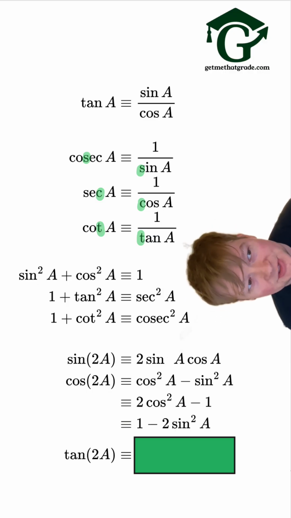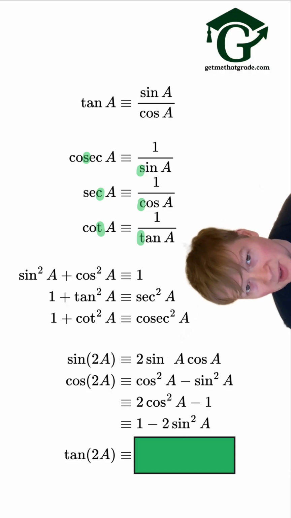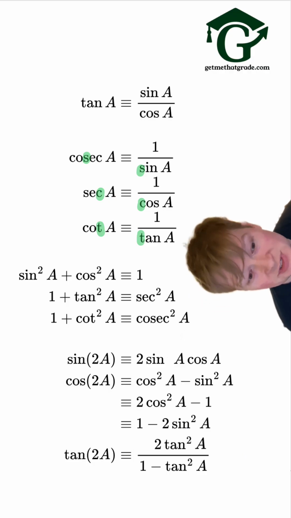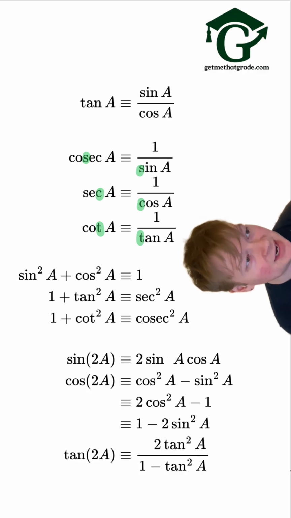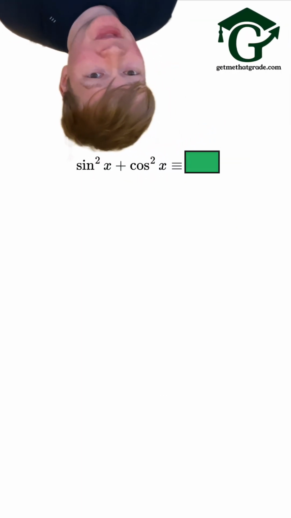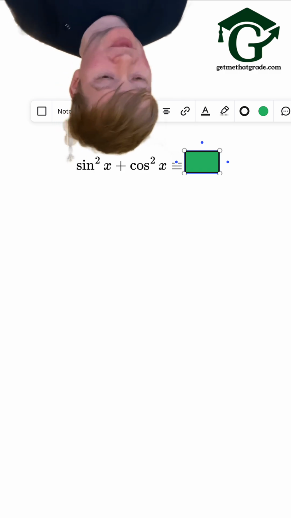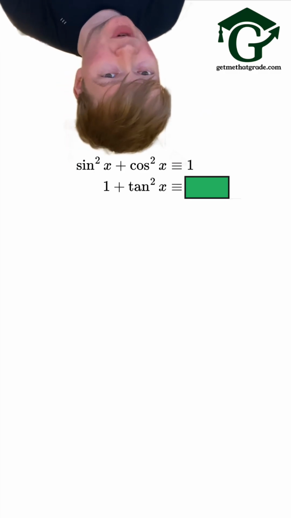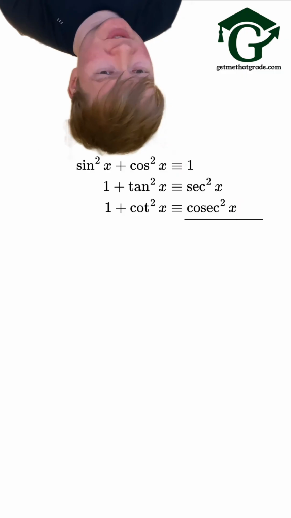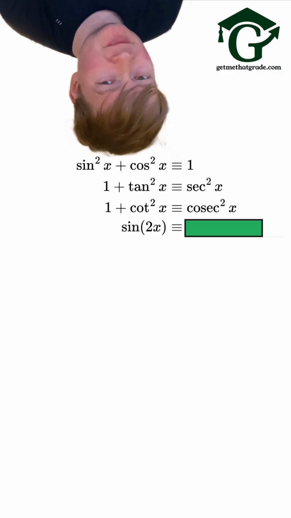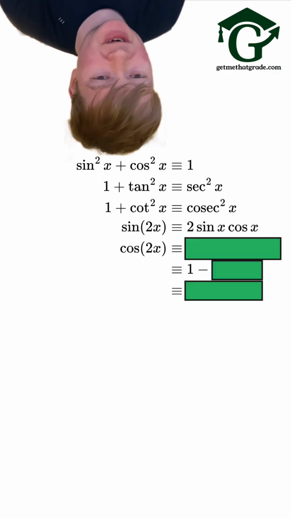What about tan 2a? Okay, this one's a little less common, but still useful sometimes. Do you know it? It's 2 tan a over 1 minus tan squared a. Okay, let's test you. Quick fire. Sine squared plus cos squared? That's 1. 1 plus tan squared? Sec squared. 1 plus cot squared? Cosec squared. Sine 2x? That's 2 sine x cos x.